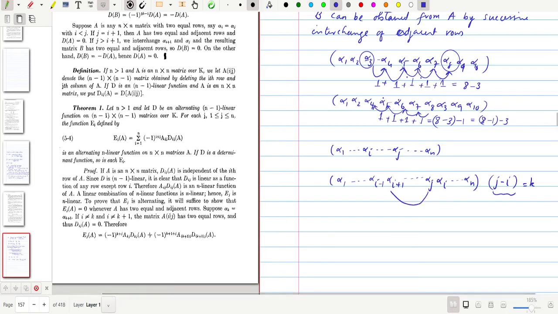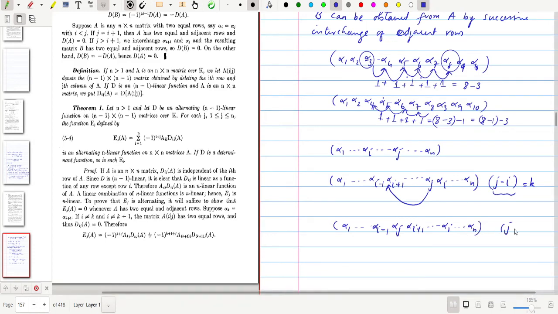Now we have to bring this alpha j in this position. If we have alpha 1 etc alpha i minus 1 alpha j alpha i plus 1 etc alpha i etc alpha n, this requires j minus 1 minus i interchanges. So this is in fact j minus i minus 1, that is k minus 1 successive interchanges of adjacent rows. Okay, so ultimately we can interchange alpha i and alpha j using k plus k minus 1 interchanges of adjacent rows. Okay, so each interchange of adjacent rows will bring a minus sign out.